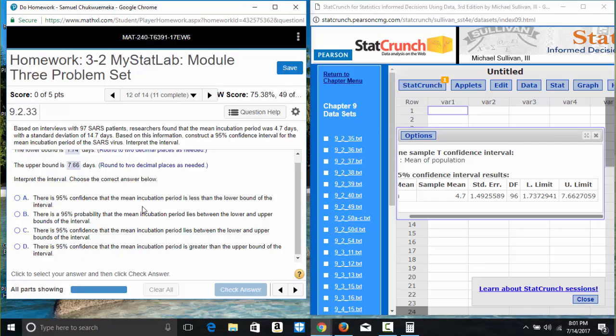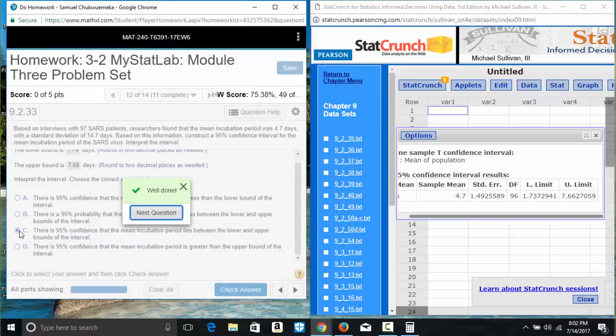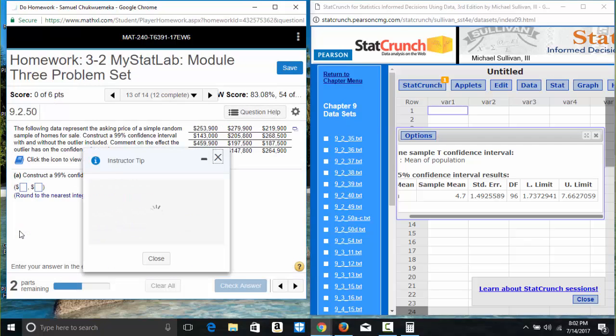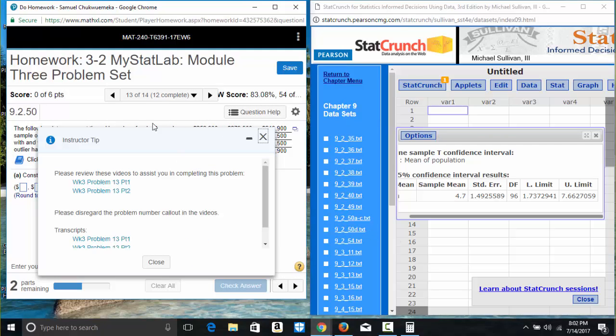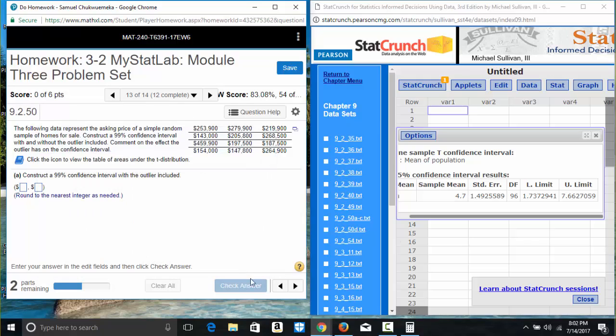Interpret the interval. We are 95% confident, or there is 95% confidence that the mean incubation period lies between the lower and upper bounds of the interval. Yes, that is the correct thing. Lies between that, yeah. So that's C. Okay, you can look at this later on.